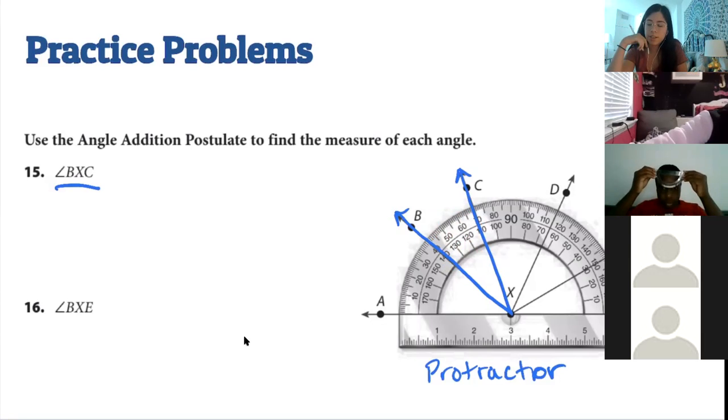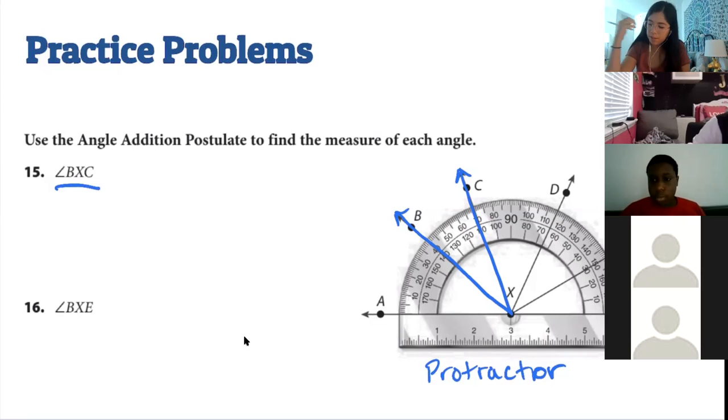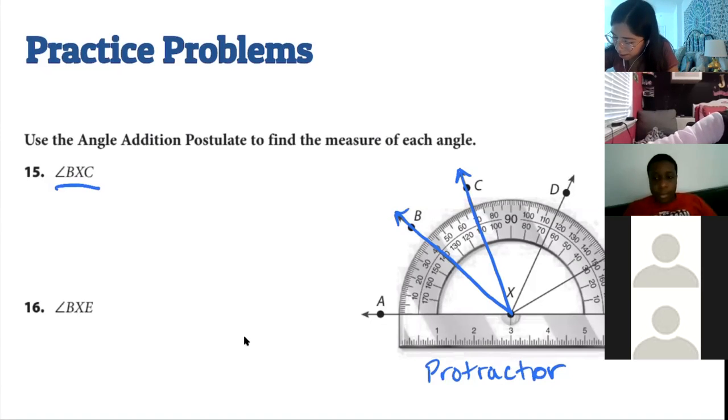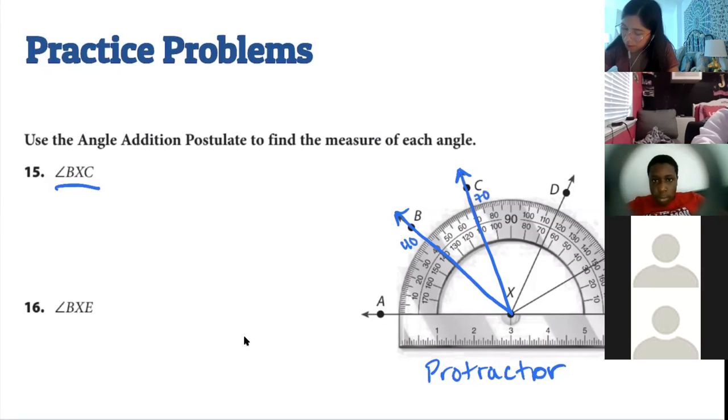Acute? It's okay. Acute, exactly. So are we going to use the bigger numbers or the smaller numbers? The smaller numbers. Okay, good. All right, so let's go ahead and count. So I see that it passes through 40 on the left side, and then it passes through 70 on the right side.